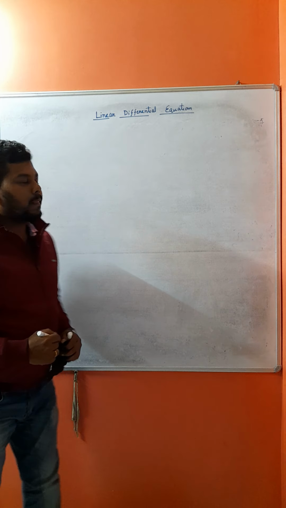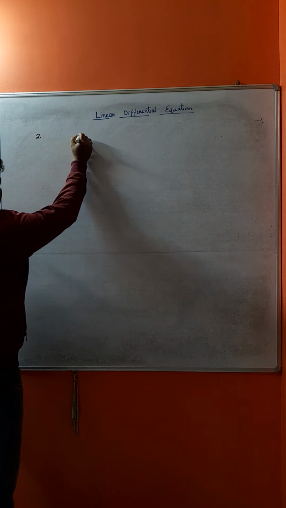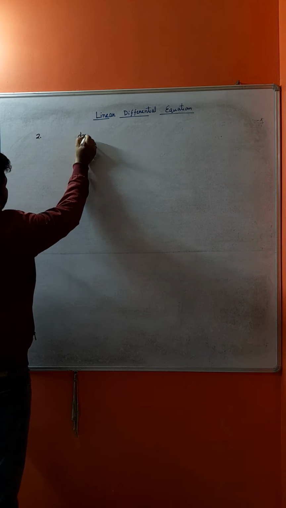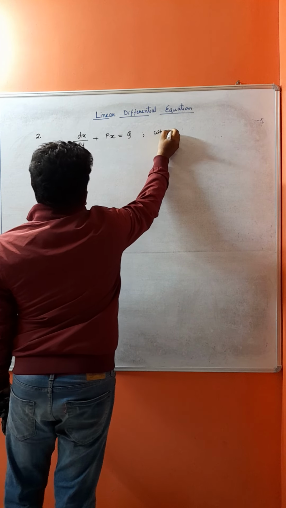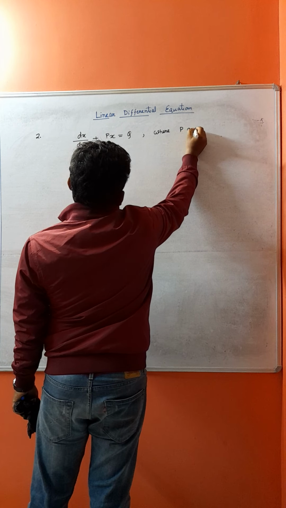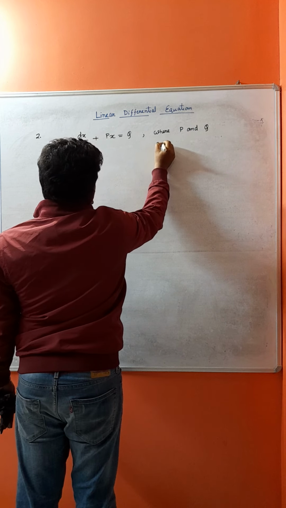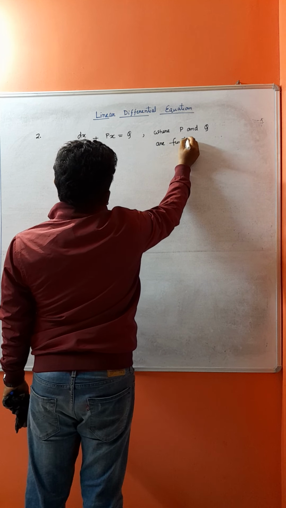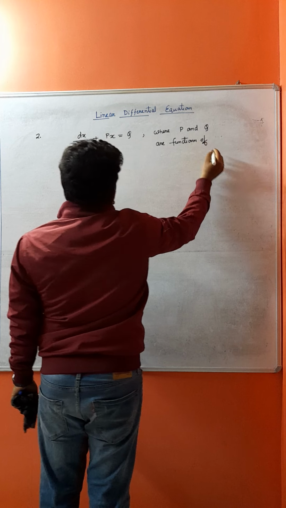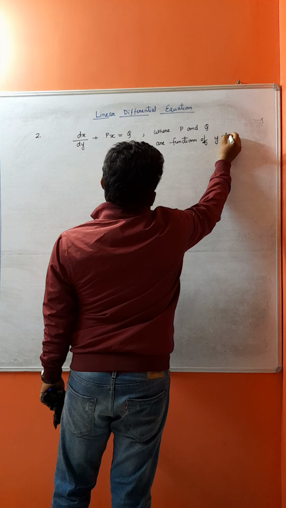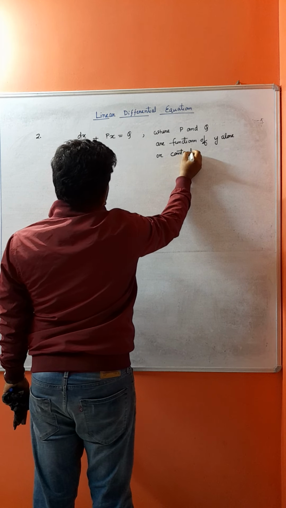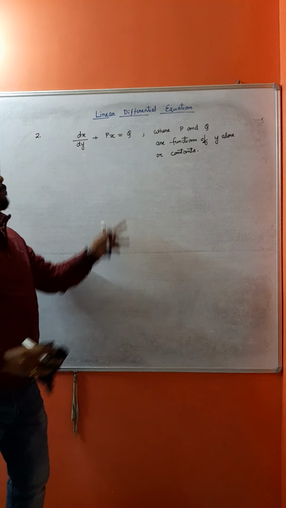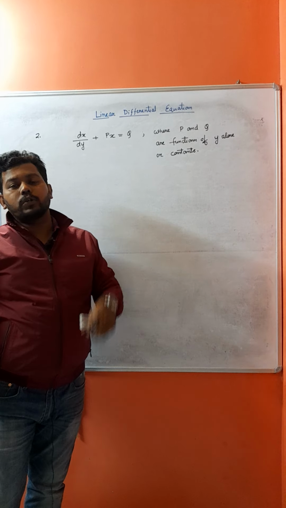Now, the second form, dx by dy plus px is equal to q, where p and q are functions of y alone or constants. Here p and q will be functions of y or constants.